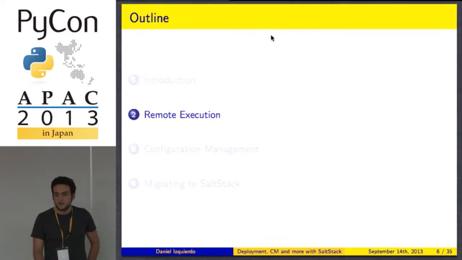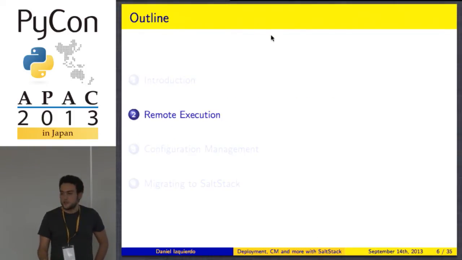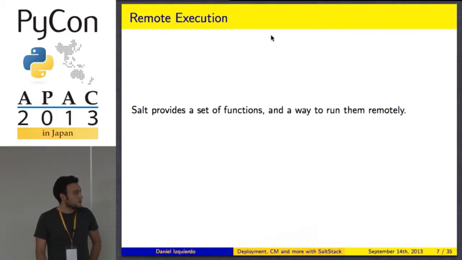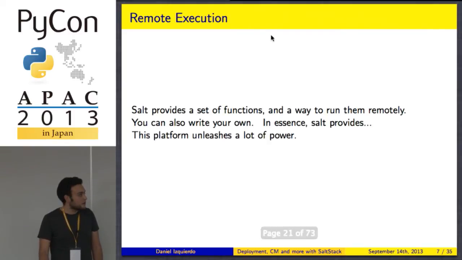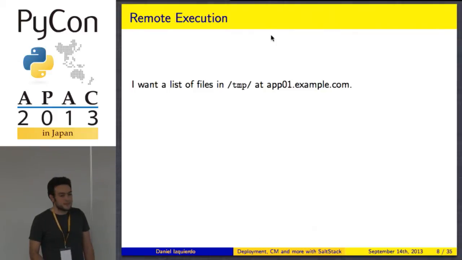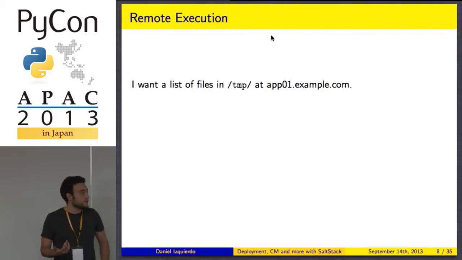So I'll talk first about the remote execution capabilities of Salt. Salt provides, in its essence, a set of functions and a system to run those functions on a remote server, right? So, for example, let's say I want to list all the files in my app server, which is app01.example.com. So I want to get a list of all files in that directory.